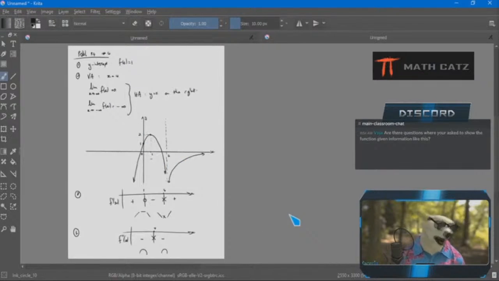At least you can see the whole question. Question in the chat: are there questions where you're asked to show the function given information like this? No, I'm not going to bother with that. I never like those questions.